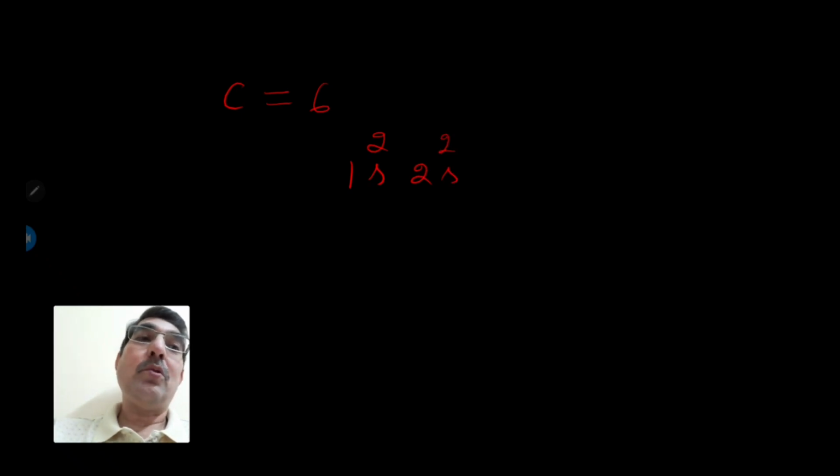Now still 2 more electrons are there. So after 2s comes 2p. And we know how many electrons are remaining? 2. So together they are 6 electrons. So this is the electronic configuration of carbon.